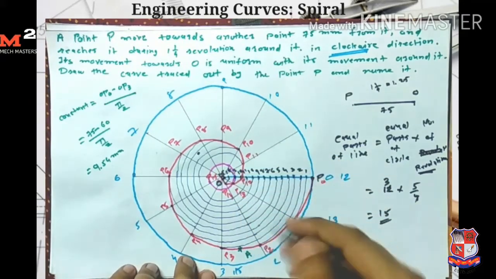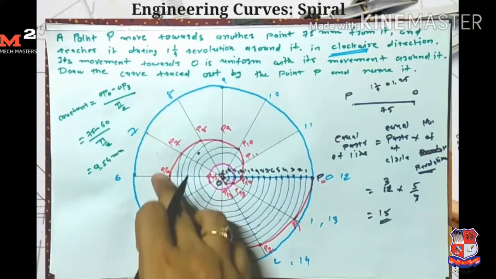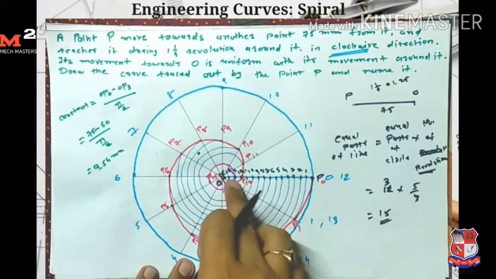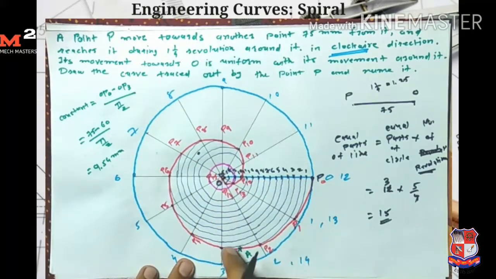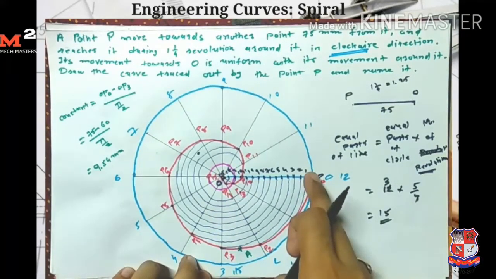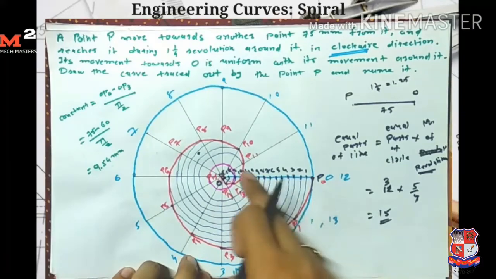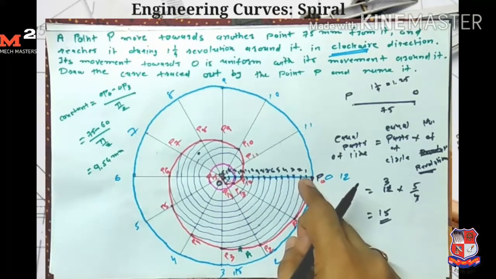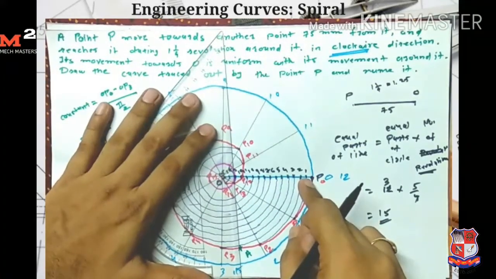But in this direction the spiral curve is moving toward the center. So I draw on this side, because on this side the curve is moving away from the center. Its radius is continuously increasing. So I draw the tangent in this direction here.